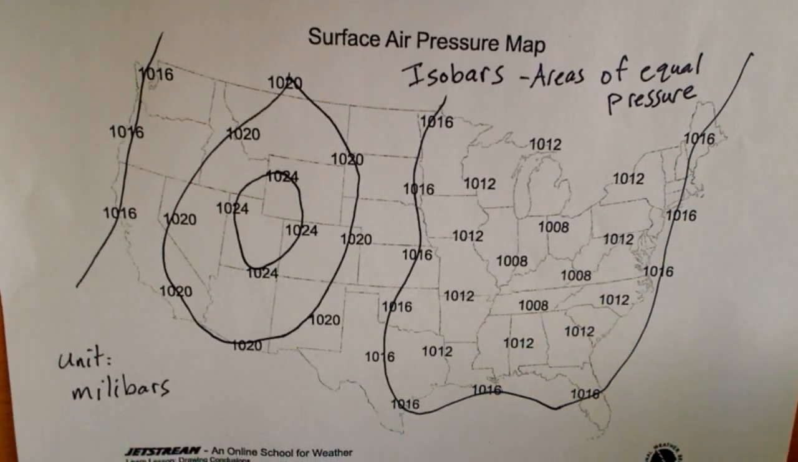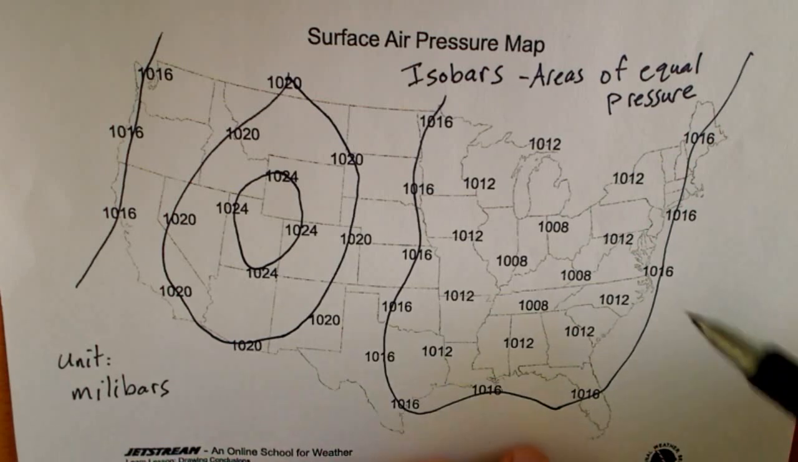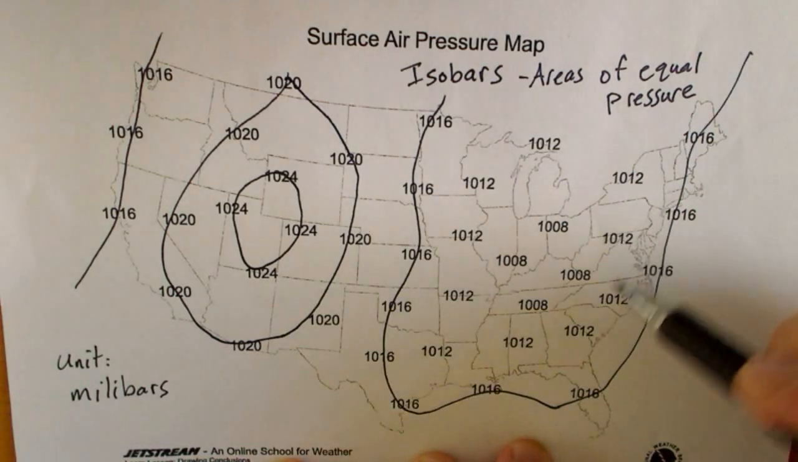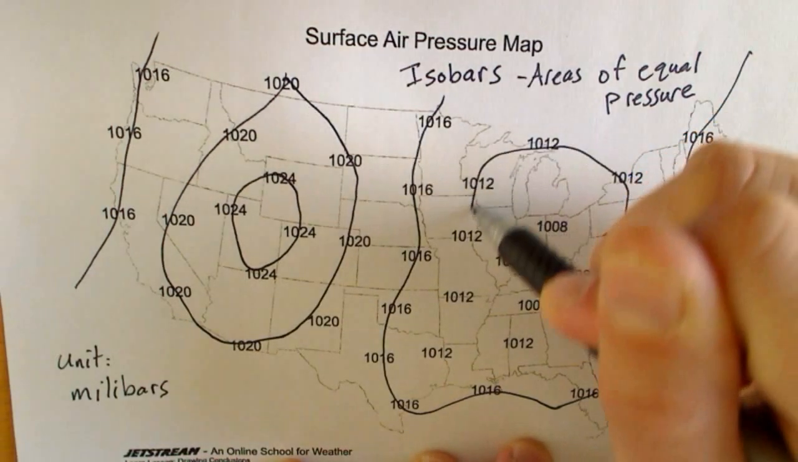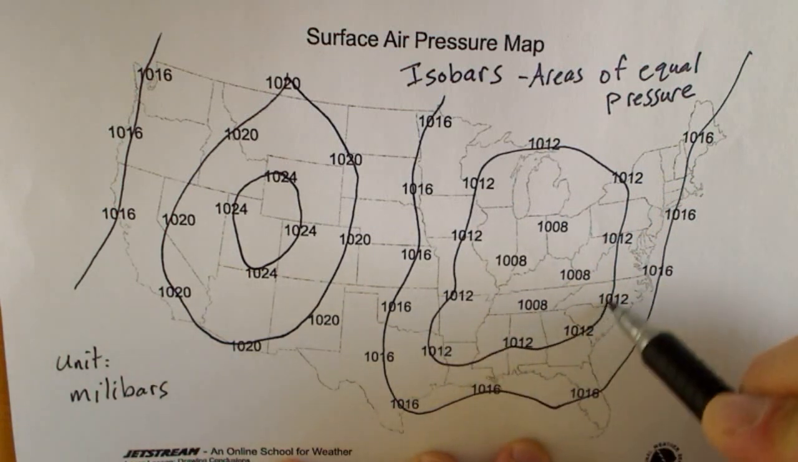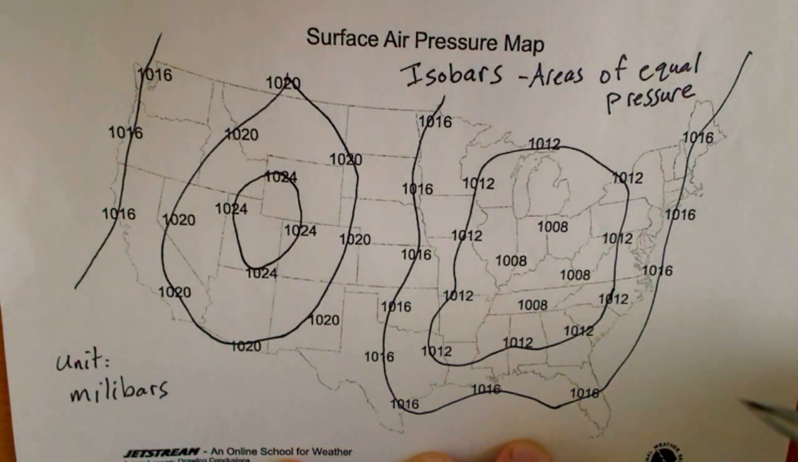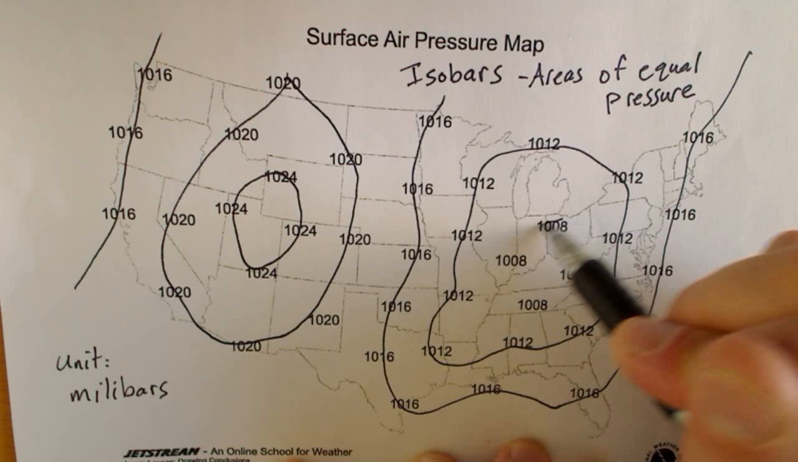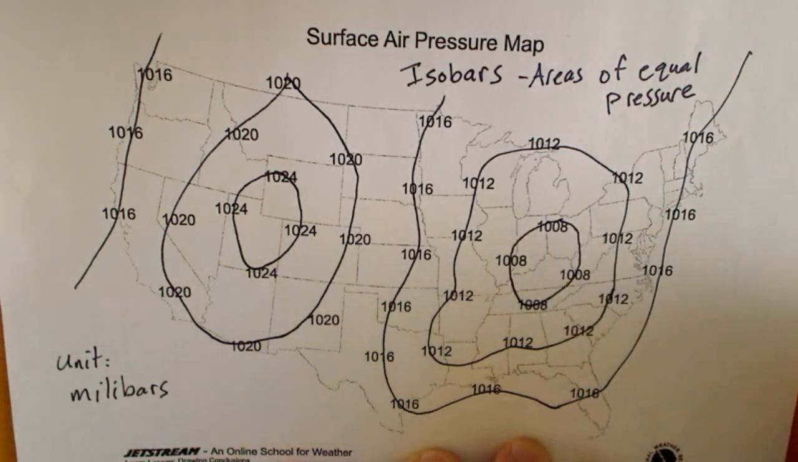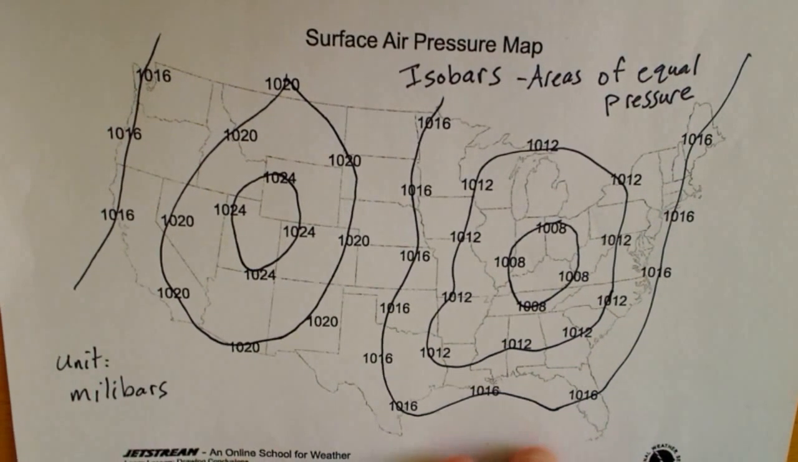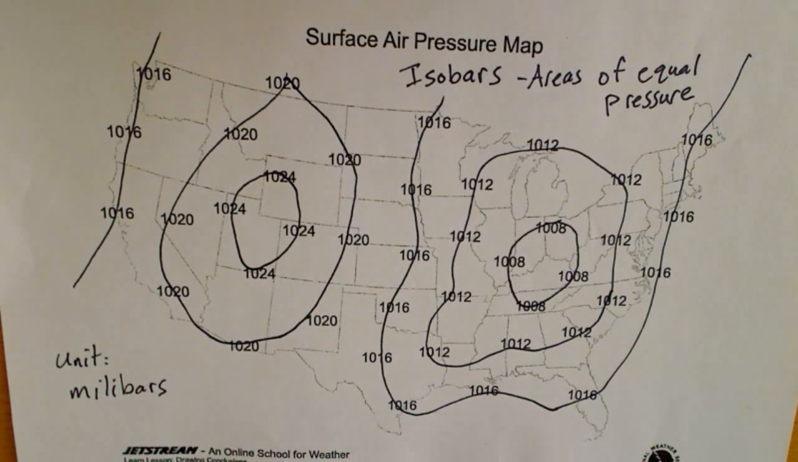All right, let's see what's inside our 1016s. Next inside is 1012, 1012, 1012, 1012. All right. And inside of that, we've got all these eights. Okay. So we've now drawn these two big areas.